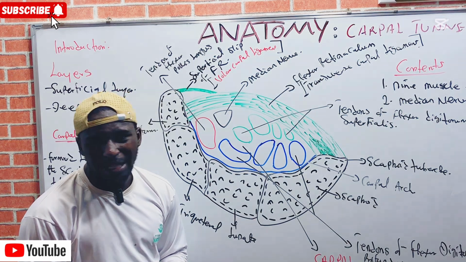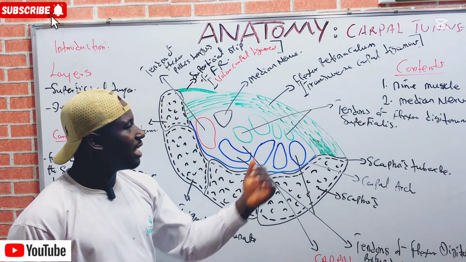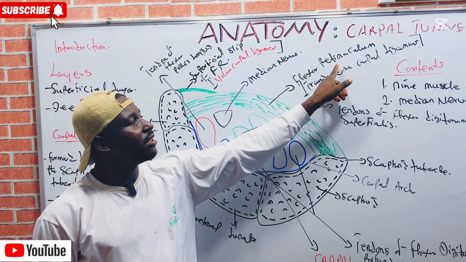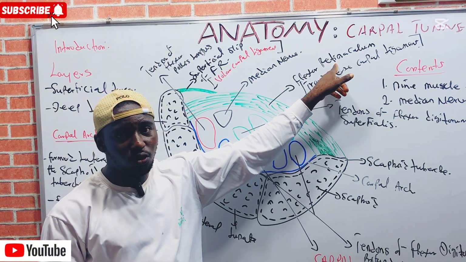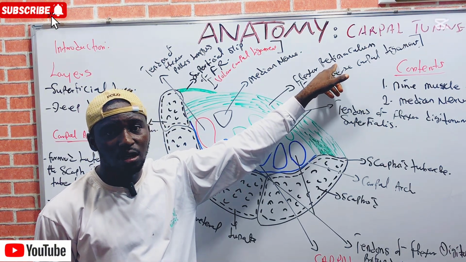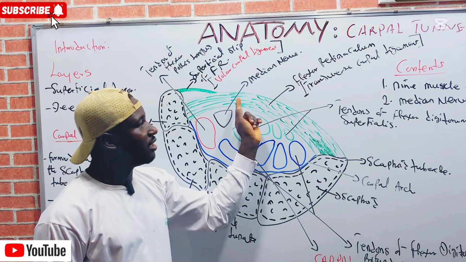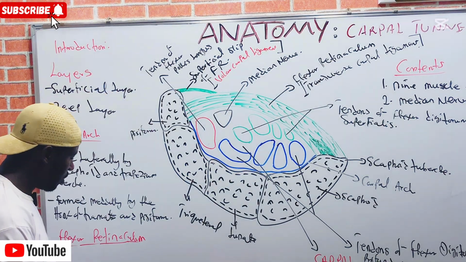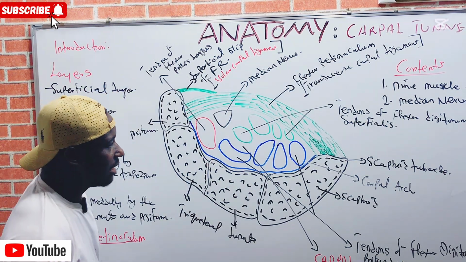They do not pass through the carpal tunnel, because had they descended deep to this connective tissue, they would have passed through the what? The carpal tunnel. They descend superficially. So that is all about that.